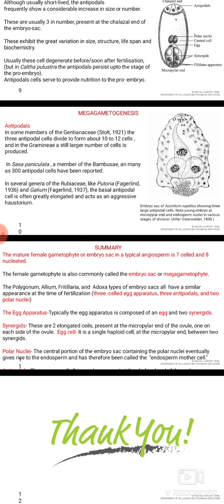The egg apparatus consists of an egg surrounded on either side by 2 synergids, and of the polar nuclei, one nucleus comes from the chalazal region, the other comes from the micropylar region. The synergids are 2 elongated cells present at the micropylar end, and the egg is haploid at the micropylar end between the 2 synergids.